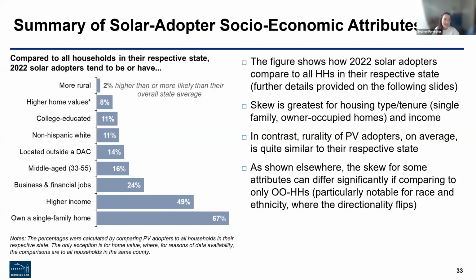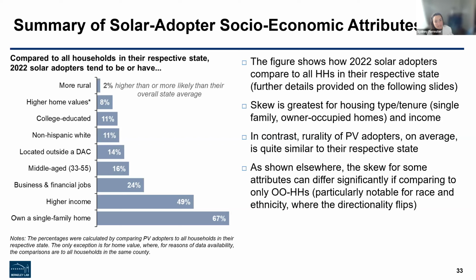So this is just a summary slide to give a sampling of the relative magnitude in the skew between solar adopters and their state population. This is a little figure that shows how solar adopters compare to all households in their state. And these are not all owner-occupied households. It's important to note these are just all households.